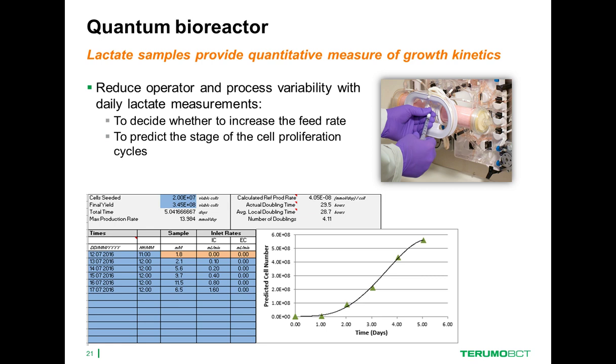As we move to manufacturing large batches, we should not depend on qualitative operator-dependent judgment of confluence as a gauge of cell growth or harvesting, which leads to process variability. Daily samples of lactate can provide a quantitative measure of how well the cells are growing and can help the operator decide whether to increase the feed rate to maintain the nutrient and waste balance, and to predict the stage of the cell proliferation cycle and determine if it is time to harvest.